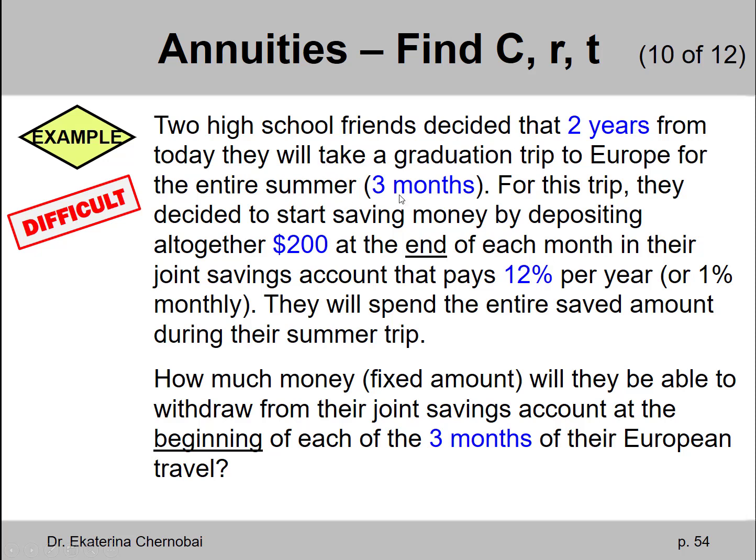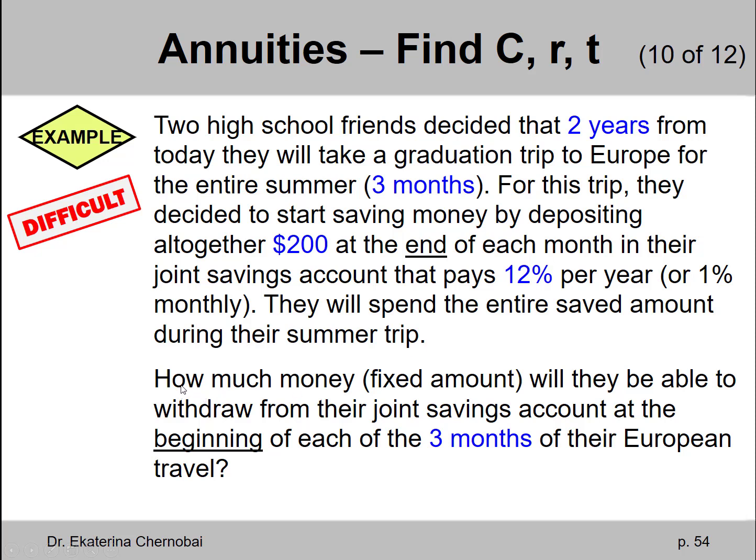the entire summer, which is 3 months. For this trip, they decided to start saving money by depositing altogether, so 2 friends combined, $200 at the end of each month into their joint savings account that pays a 12% interest per year. So it means 1% monthly. The rate is way too high, but it's just in this example to make the math easier. They will spend the entire saved amount during their summer trip in Europe.